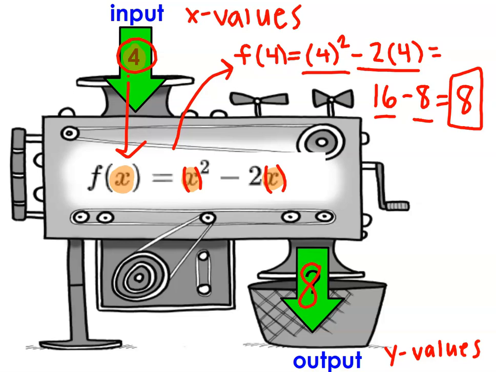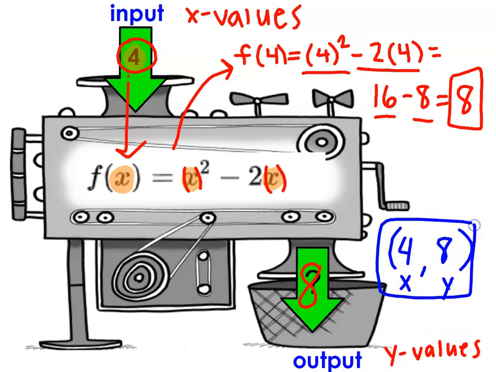All right, so whenever you input an x value, you get back out a resulting y value. So you could also say that a point on this graph, f of x, is the x value, comma, the y value. So 4 was the input x, 8 was the output y. So this is a point on the graph of f of x.